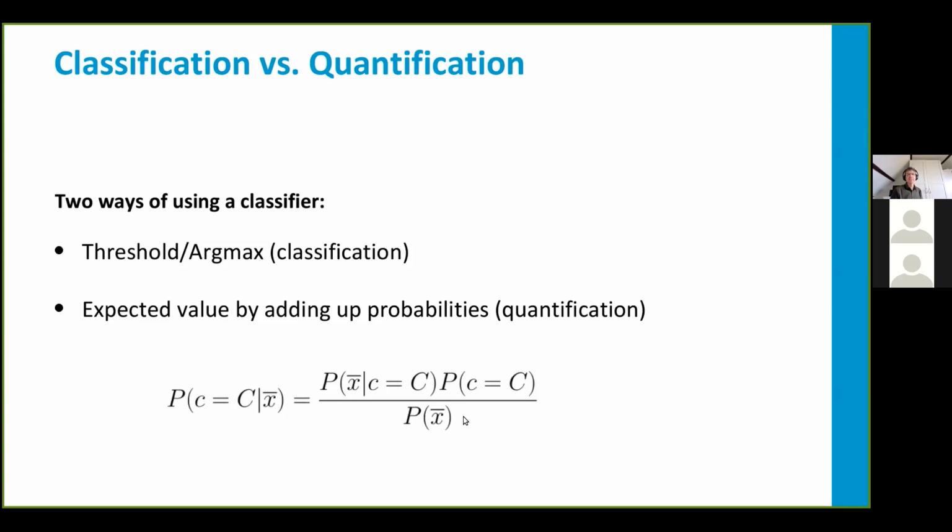One way to deal with it is to use the probabilities when they are real probabilities, like in my ideal observer model. Use those probabilities and add them up so that I get an expected value. So that's the point.